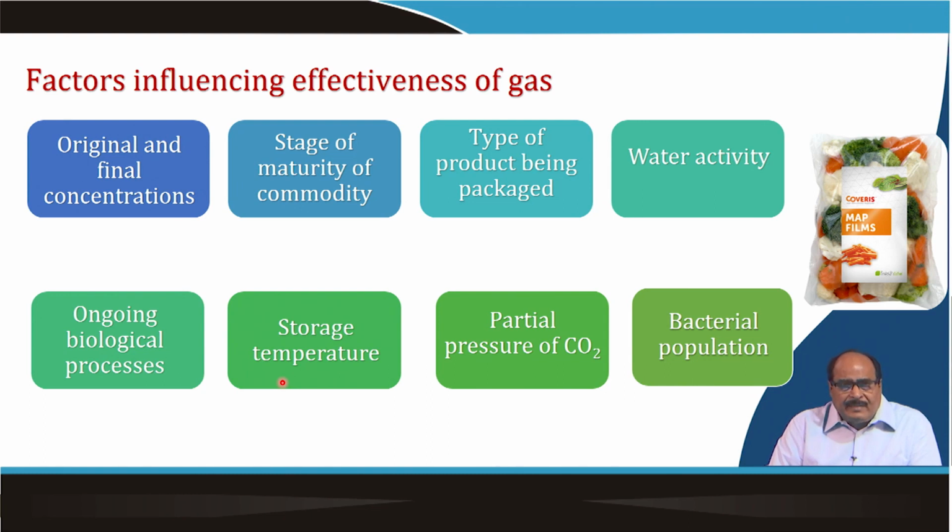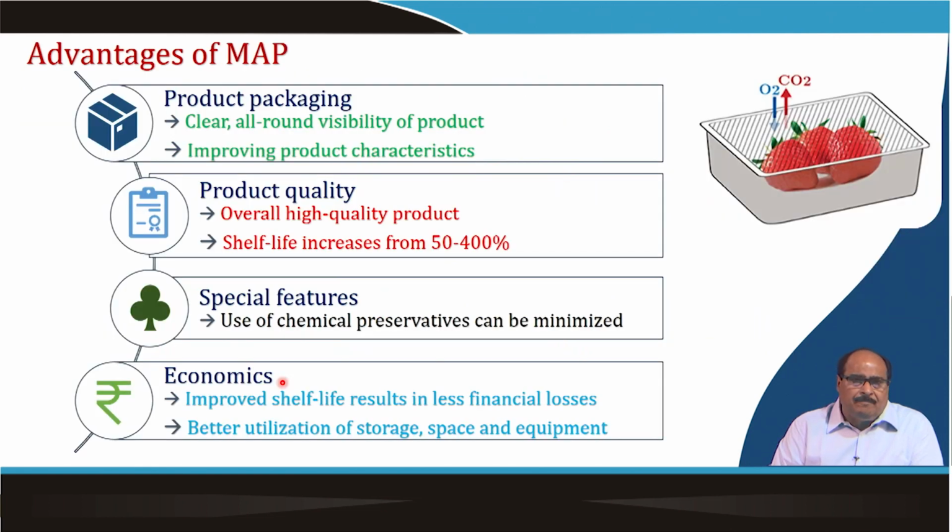So, factors influencing the effectiveness of gas include original and final concentrations of the gases, stage of maturity of commodity, types of product being packaged, water activity, bacterial population, partial pressure of carbon dioxide, storage temperature and of course, ongoing biological process. So, these are the factors which should all be considered while going for MAP.